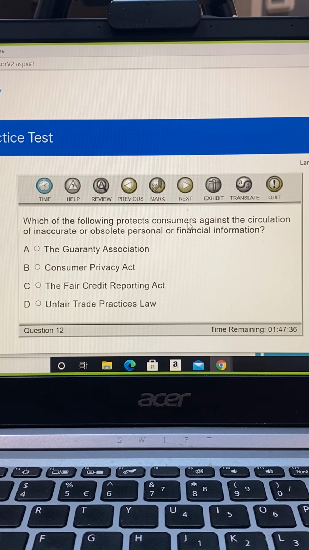Which of the following protects consumers against the circulation of inaccurate or obsolete personal or financial information? That's the Fair Credit Reporting Act. I'll take it.